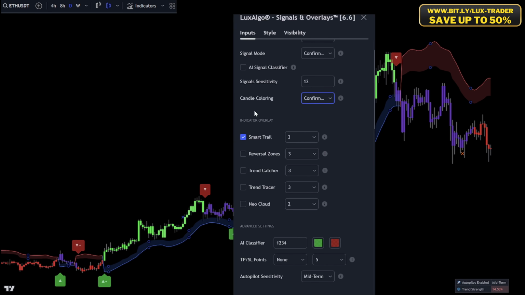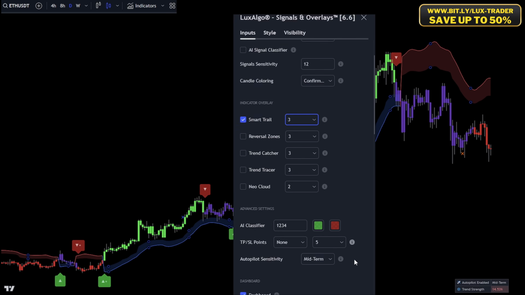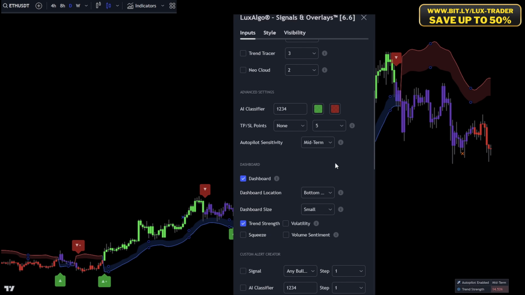For this strategy, you'll need the smart trail overlay, so make sure to enable this option. You can leave the value for the reactivity as it is. By default, it's set to 3. Now you want to scroll down a little bit, and within the advanced settings, you want to set the autopilot sensitivity to midterm, and we are good to go.